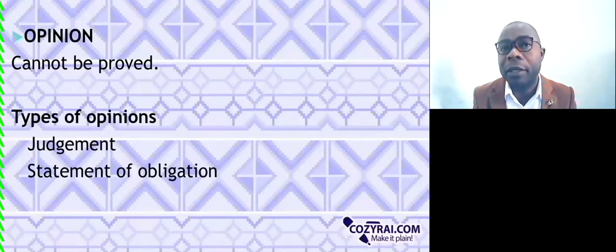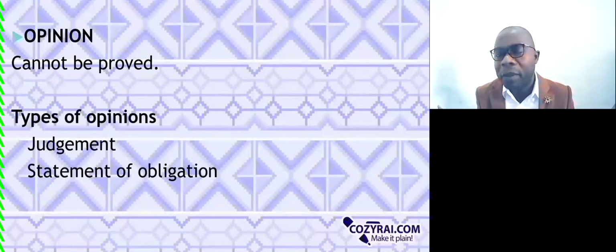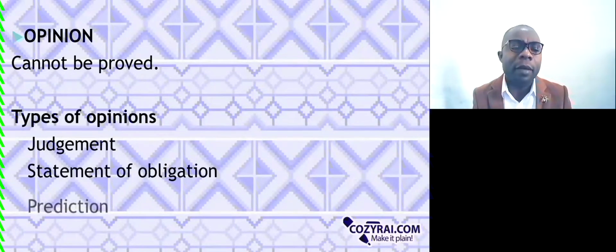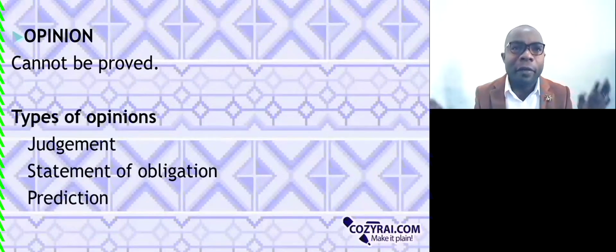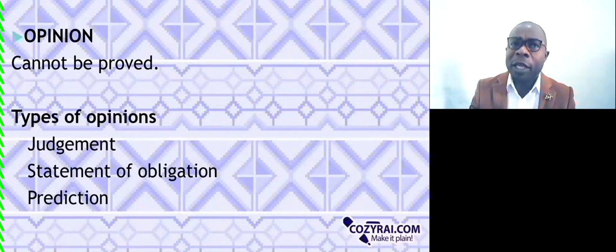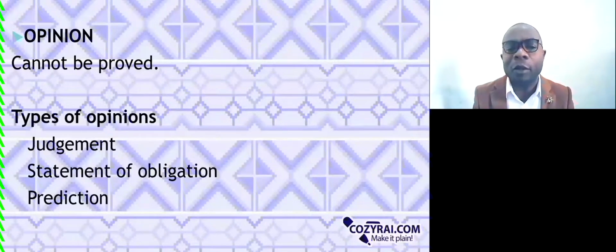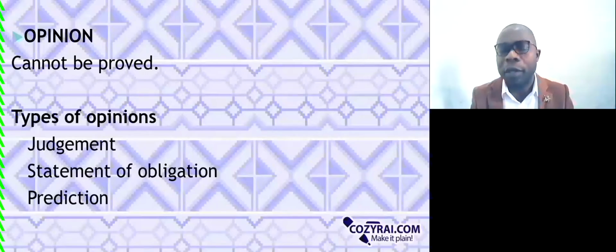Then, statement of obligation. I must visit South Africa tomorrow. Well, that's something I want to do. It may happen, it may not happen. Still an opinion. Then the other one, prediction. There's going to be a heavy cloud burst of rainfall by 7 p.m. today. It may rain, it may not rain. What if it rains? Is that going to become a fact? Not necessarily. When there is a probability of the other side happening, then it's already an opinion. So, whatever the case, judgment, statement of obligation, predictions are all types of opinions. Find out more on your own.